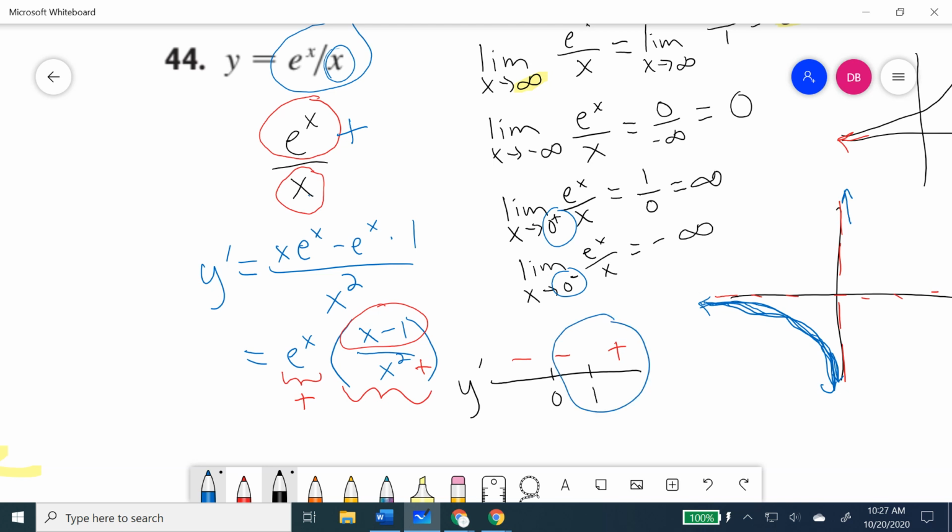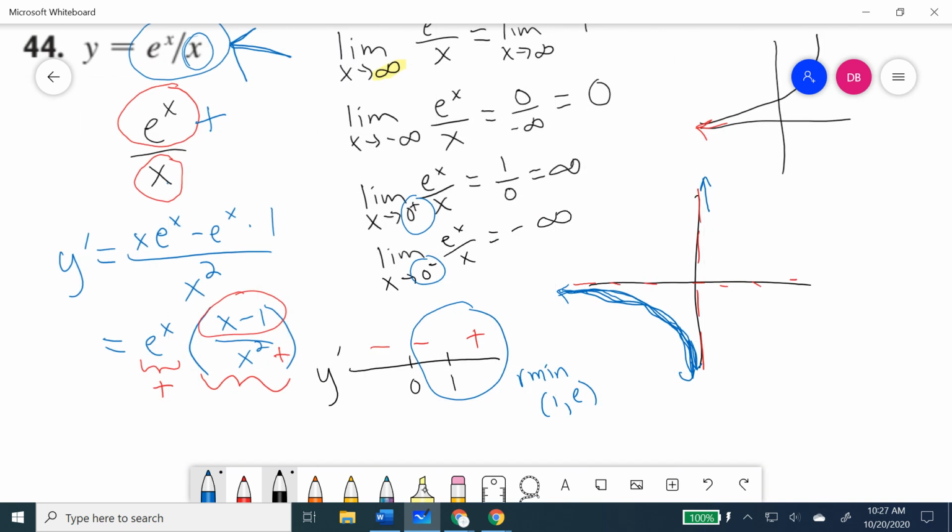Then here we can see that we do have a relative minimum. We have the x coordinate. For the y coordinate, we have to go back to the original function and plug it in. When I plug in 1, I'm going to get the number e. So I know that my graph is going to head down until it reaches the point (1, e), and then it will head up somehow.